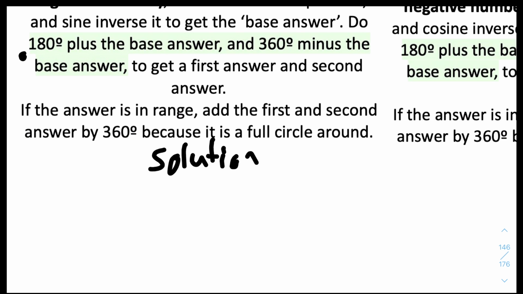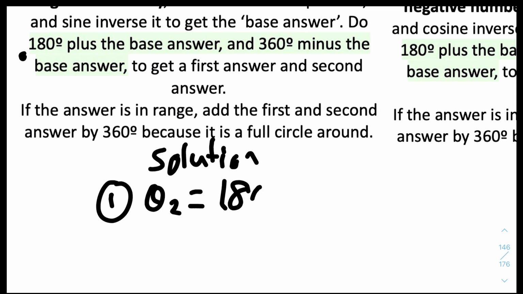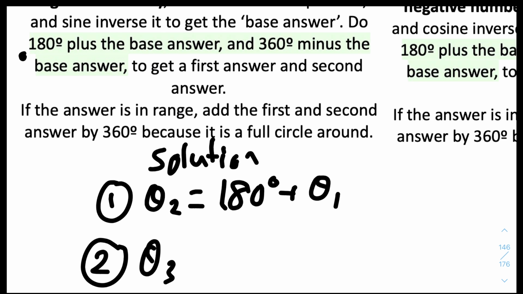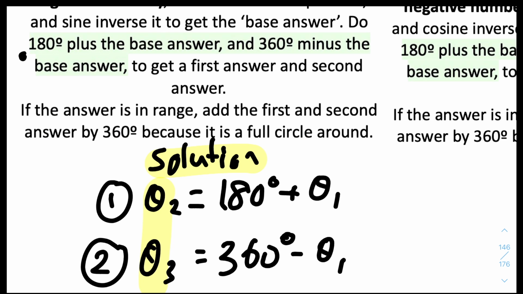Solution. The first solution, which I'll set as theta 2, will be equal to 180 degrees plus the base answer, which is theta 1. And the second will be theta 3, which is the second solution, equals 360 degrees minus theta 1. And these are the solutions. And you can of course add 360 degrees or minus 360 degrees, like a full circle.